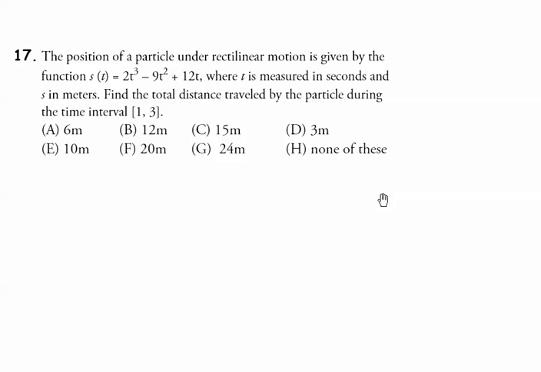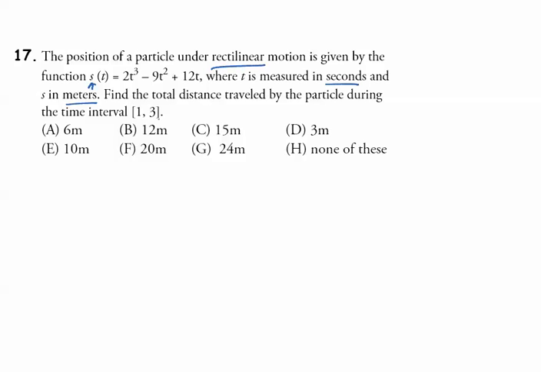17. So rectilinear means straight line motion. Rectilinear, you're stuck on a straight line highway. So our particle has a position function s. t is measured in seconds, and s this time is measured in meters. Find the total distance traveled over the interval from 1 second to 3 seconds.